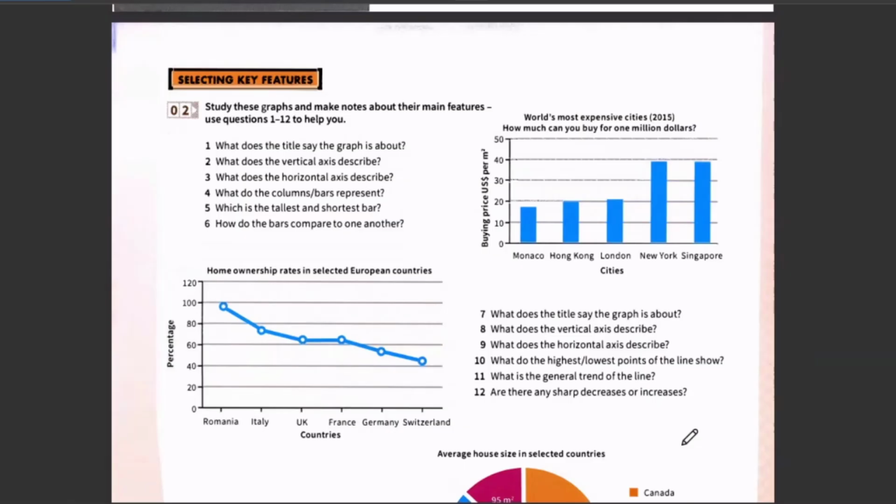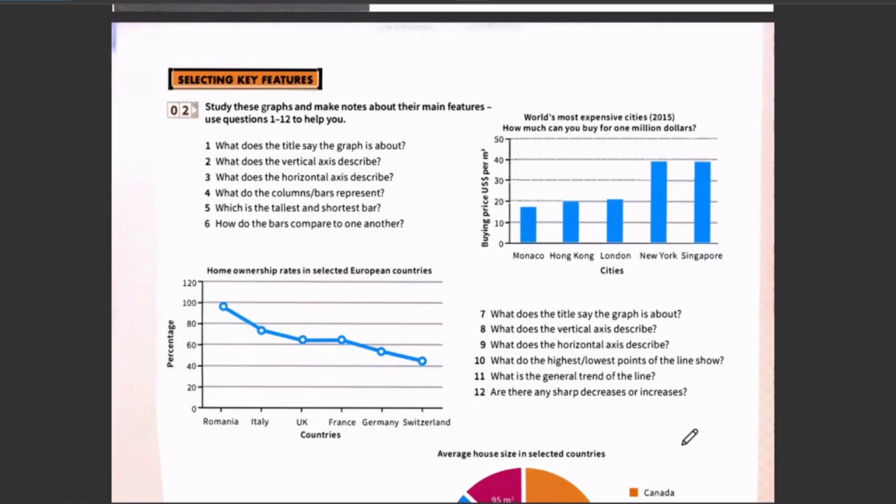Okay, great. So number five, which is the tallest and shortest bar? The tallest bar is of two cities, New York and Singapore, and the shortest bar is of Monaco. Excellent, very good. Great work. Now, last one. How do the bars compare to one another? Can you compare them?